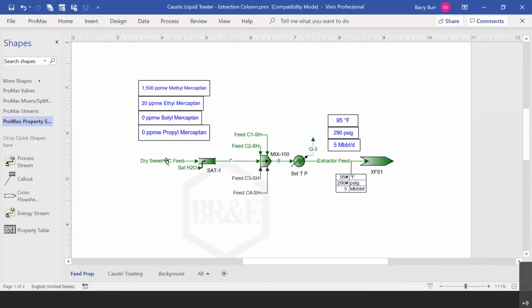But once that's done, then all of the other changes that you want to make in this model are really done by just directly entering a value into these blue text boxes. These are user input boxes. You click on it, you change the value and hit enter. So now instead of having 1500 ppm of mercaptan, we have 1700 ppm of mercaptan. And I can execute this flow sheet.